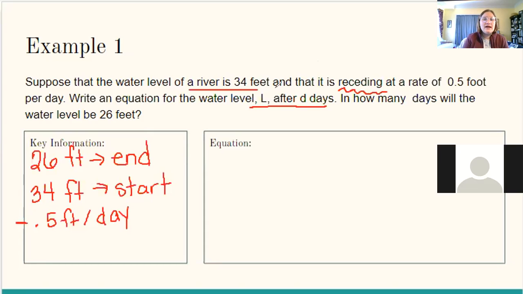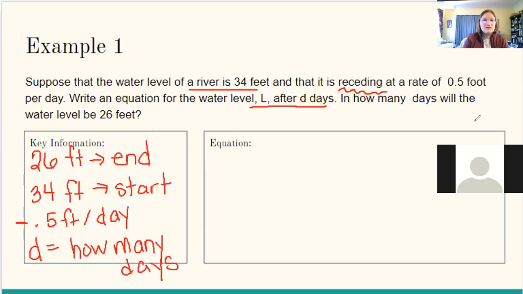Okay. And what's the thing that we don't know? We're looking for how many days. Good. So that's going to be our D, that is how many days. Specifically, how many days it takes to get down to 26.